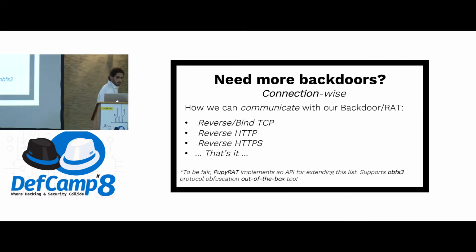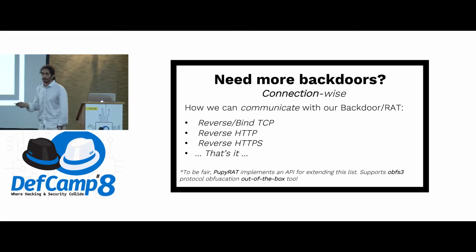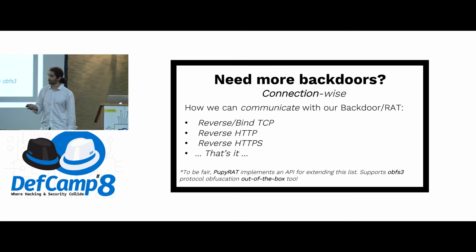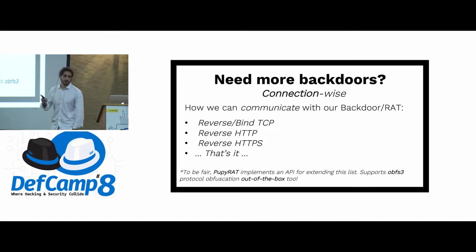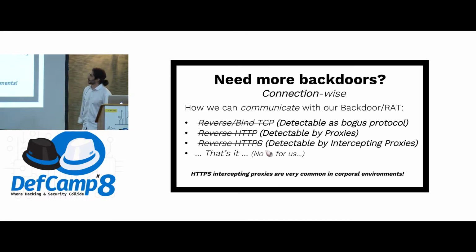The thing is that connection-wise, we're pretty limited. Most of the time it's a TCP thing, reverse or bind TCP. Reverse is most of the time the favorite one. Reverse HTTP, reverse HTTPS, and basically that's it. There are some things, like Beacon has DNS. Pupy RAT has a way to implement new communications. But who uses Pupy RAT? I use it, I like it a lot. But who uses it?